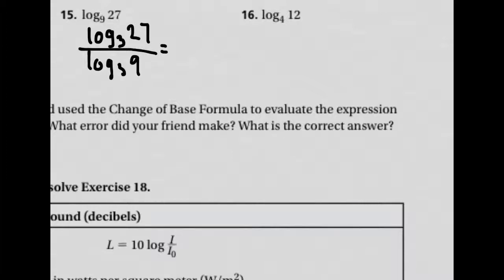And then log base 3 of 27, what is that? Think of exponential form. 3 to what power is 27? 3. And log base 3 of 9, 3 to what power is 9? 2. So your answer is 3/2, or 1.5.